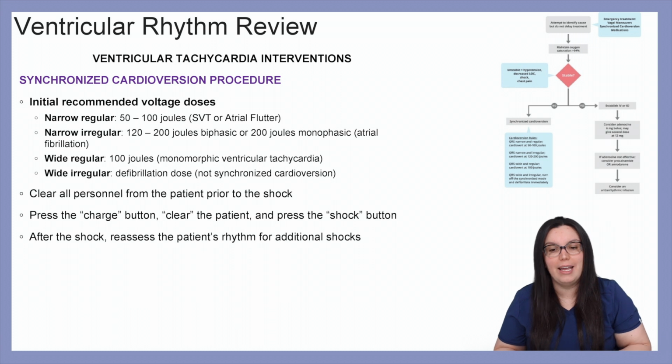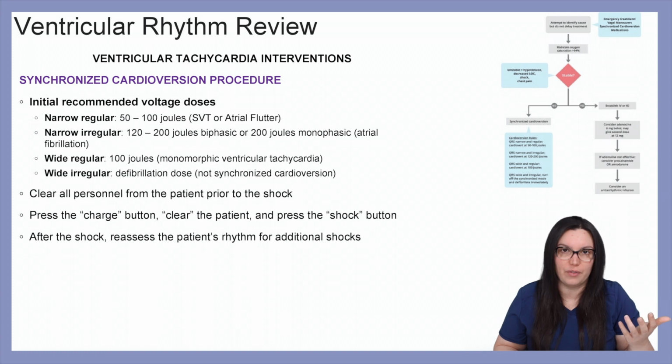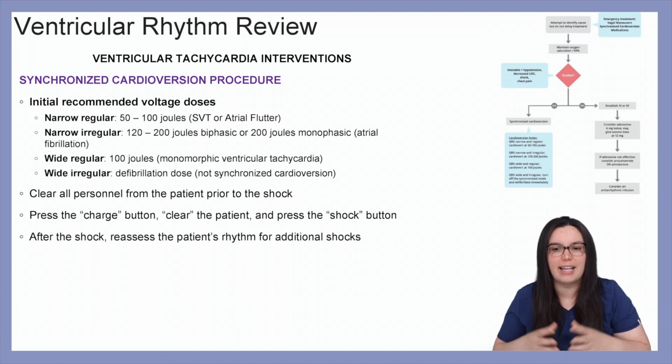Wide regular is going to be 100 joules used for our monomorphic ventricular tachycardias, and our wide irregular rhythms are just going to be using our defibrillation doses. We're not going to be looking at synchronized cardioversions. We're just going to be defibrillating those shockable rhythms.